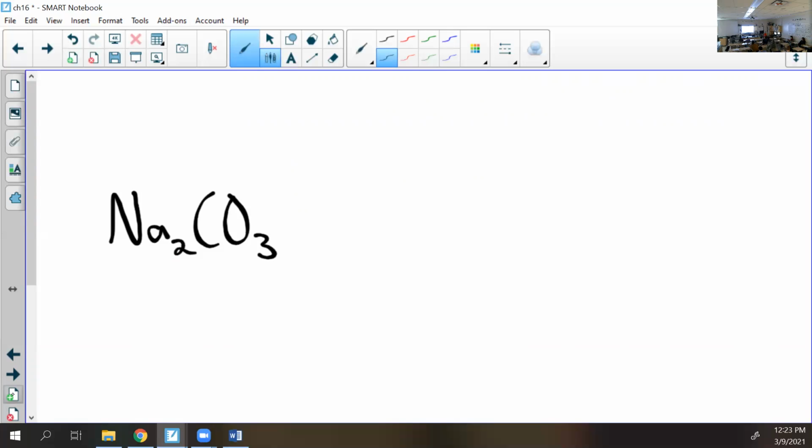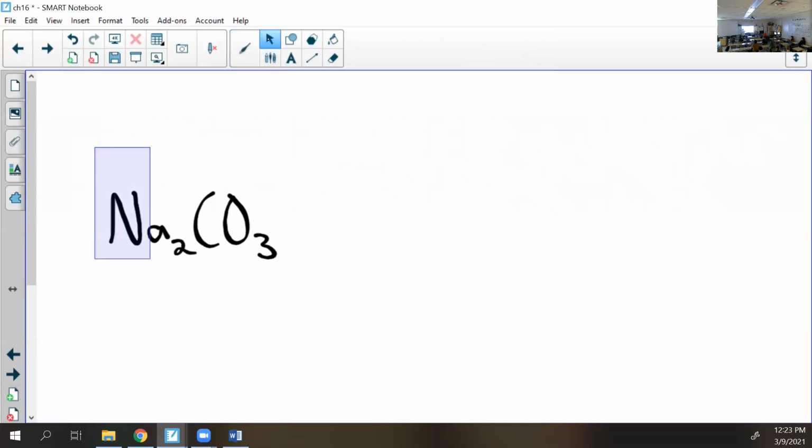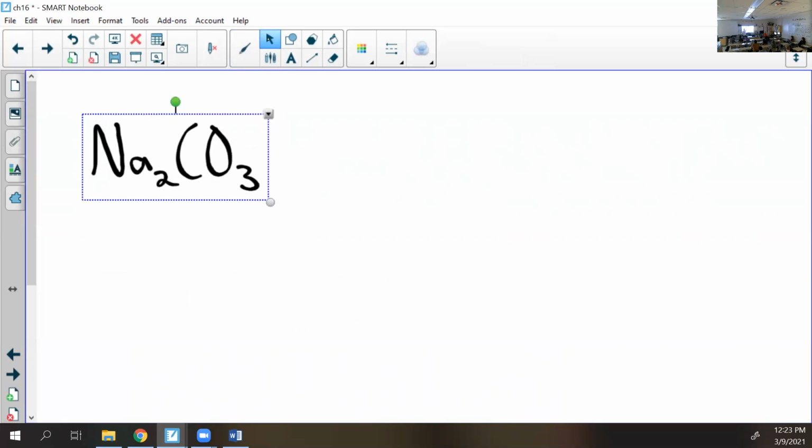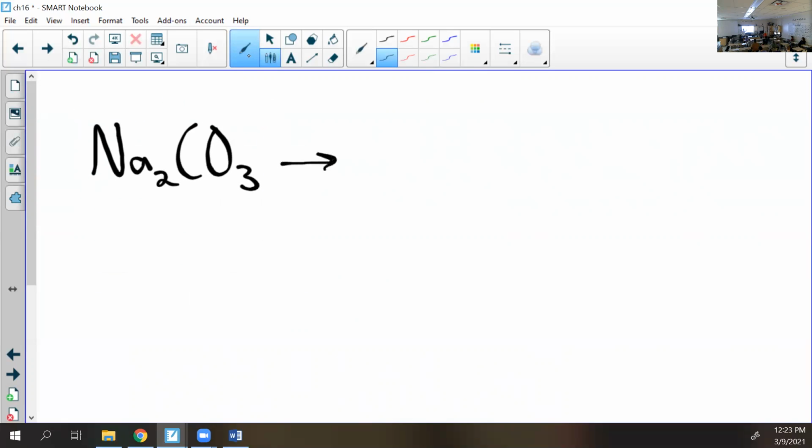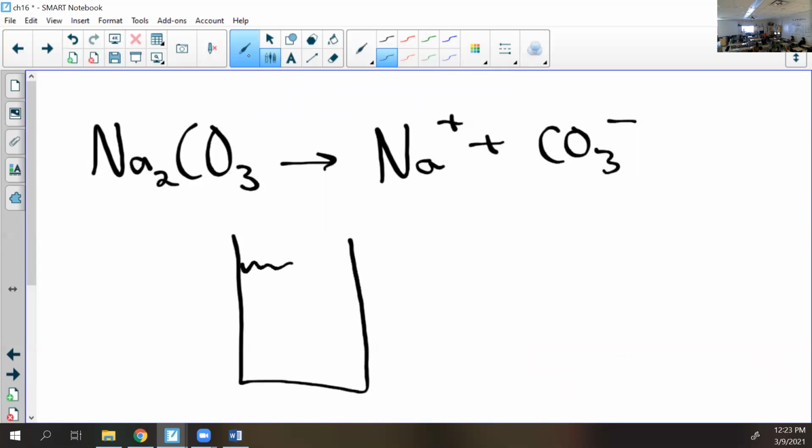Wait, so this one's different. Would it separate to make CO2 and then the extra O would take one of the hydrogens from it? Kind of. Sort of. You're both there. So if I add this to water, it makes Na plus and CO3 minus. Both of you said it, just not the whole thing.